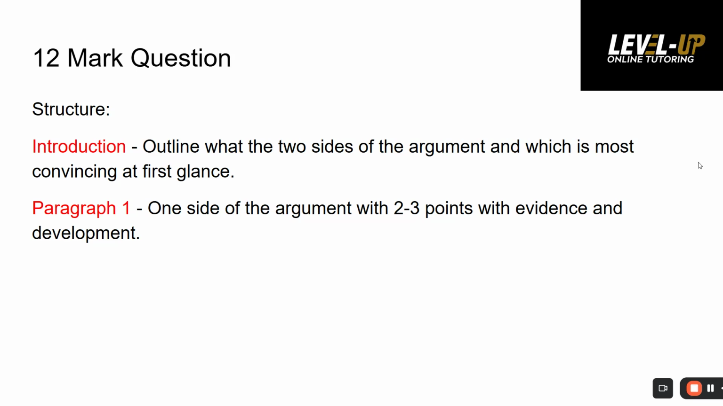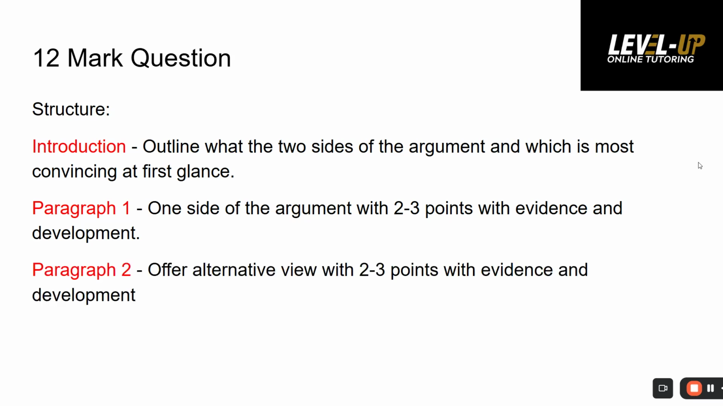In paragraph 1, it's going to be one side of the argument. This is going to have 2 to 3 points with evidence and development. Somewhere in that paragraph, you're also going to want to include levels of evaluation. You're going to want to do that at the end of paragraph 1. If you can say this is a strong argument because, or this is a weak argument because, you're already starting to evaluate. And that's going to help boost you into that tier 4 of marking.